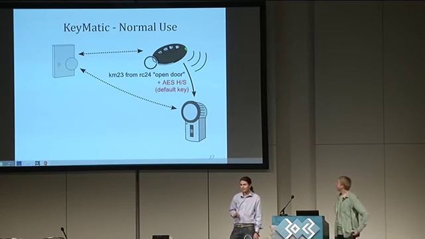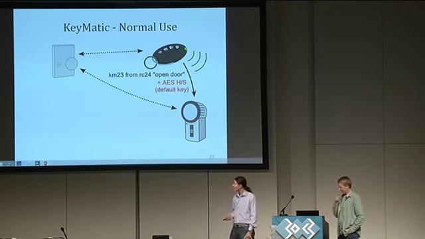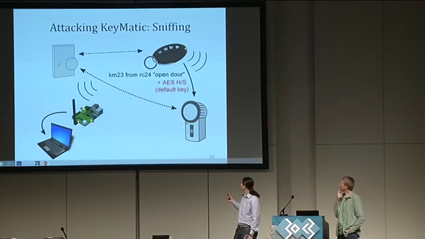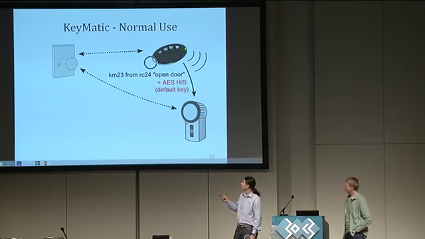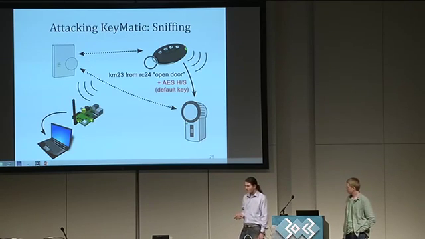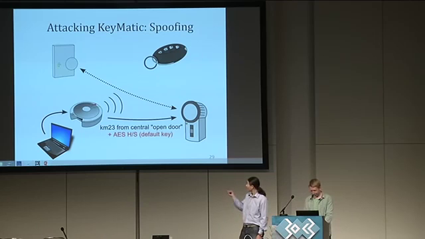So again, we need two pieces of information. The first is the address of the KeyMatic device. And the second is the address of the victim's central. So we have to sniff both. And as soon as we have these two, we can send the command open door together with the AES handshake with the default key.